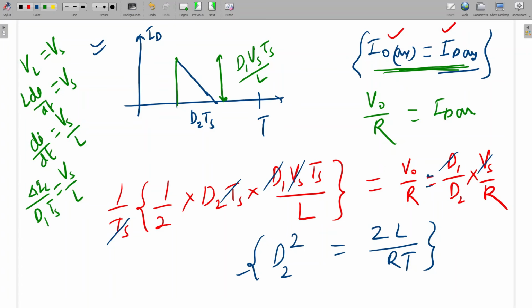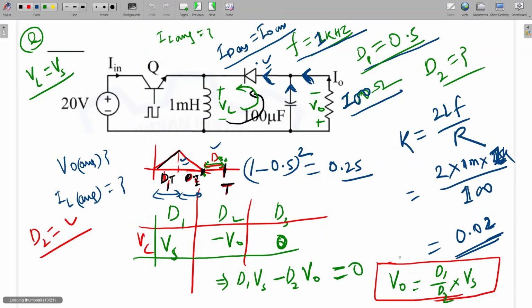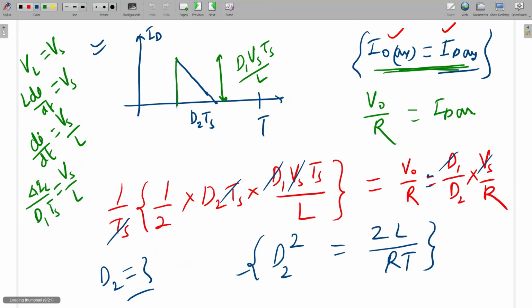D2 square should be again that one critical K value. It is coming same as K. So from this equation we can derive the value of D2. What will be the D2? This D2 we will put in this equation, whatever we have derived here. So D2 we have calculated.